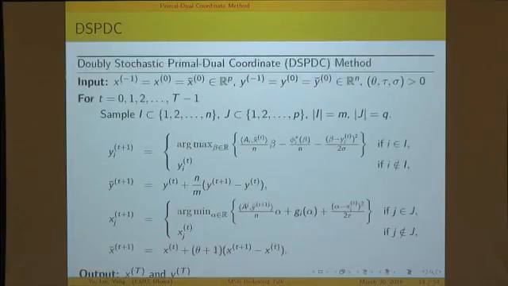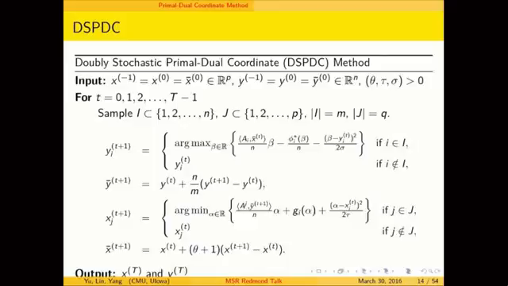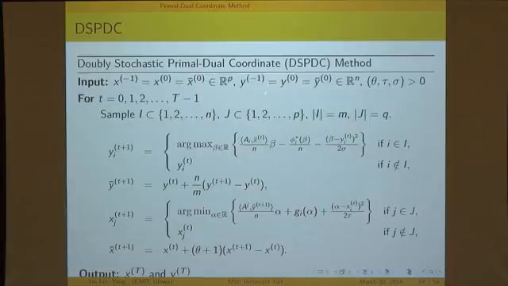But what if we sample both from the data and features? This is what we propose, the Doubly Stochastic Primal-Dual Coordinate method, and the short term is DSPDC. The only difference is that in the primal update, we select one coordinate to update rather than doing the full update. And also the step size and the momentum step size will be rather different.